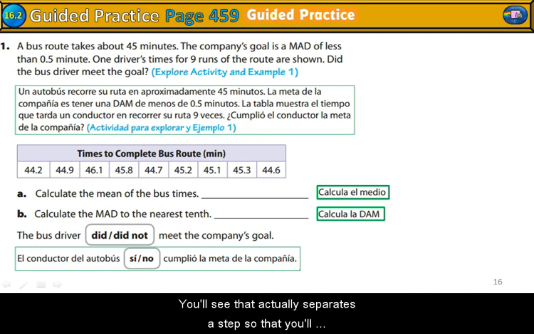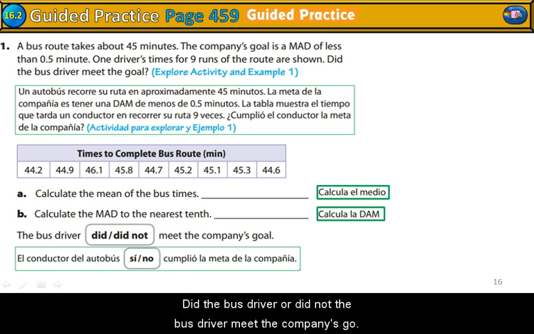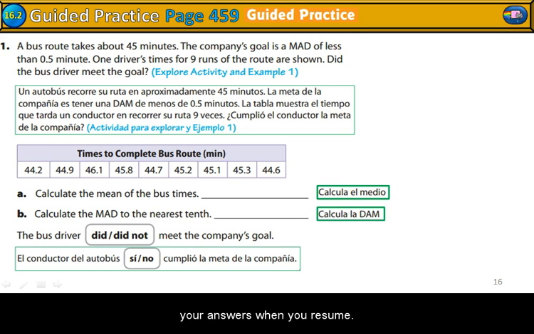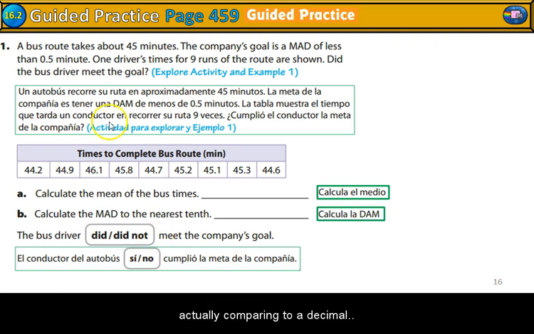You'll see that it actually separates the steps so that you'll calculate the mean first in part A before you calculate the mean absolute deviation in part B. Then it answers the question. Did the bus driver or did not the bus driver meet the company's goal? Pause the video now to work this problem out before checking your answers when you resume. In this case, do not round your answers off because we are actually comparing to a decimal value. At this time, pause now.